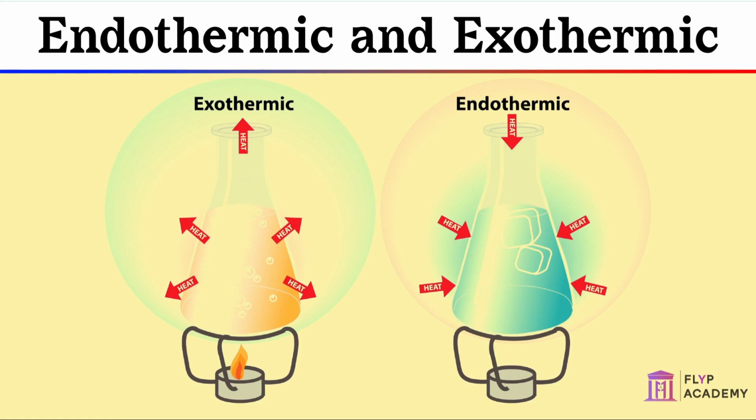If heat is generated, then that heat is given out to the surroundings and the container will warm up. This is called an exothermic process. On the other hand, if the system requires extra heat, the surroundings will cool down. This is called an endothermic process.